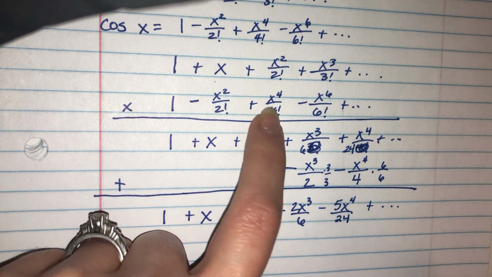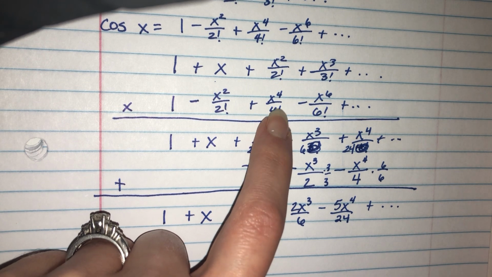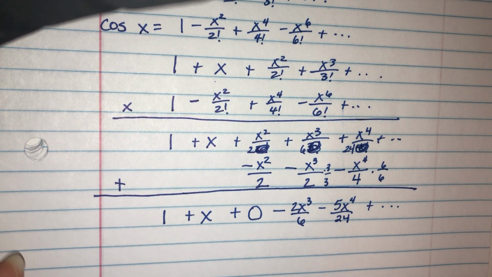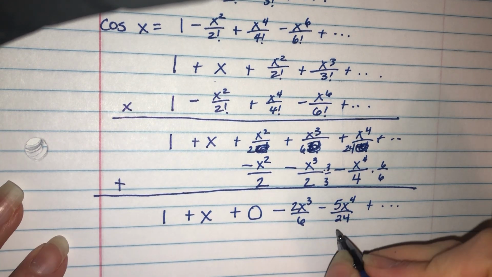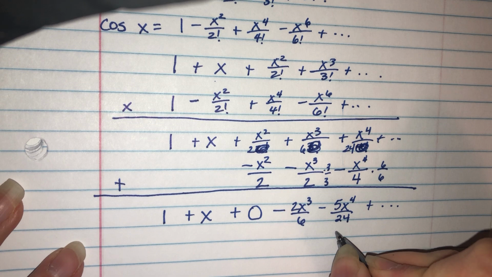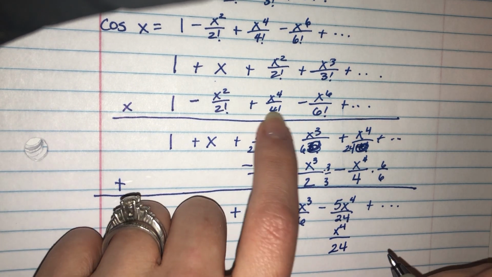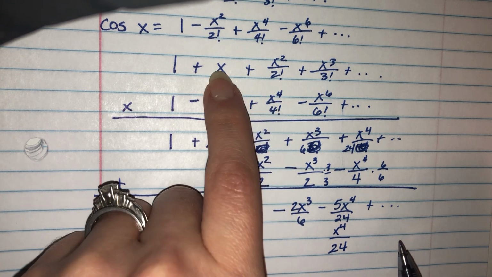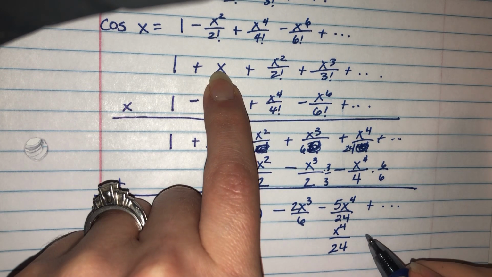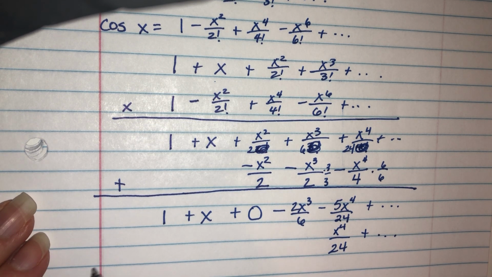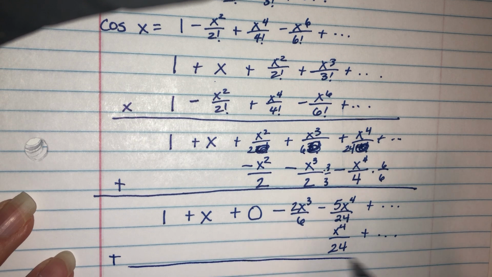So I'm going to take x to the 4th over 4 factorial, which of course is x to the 4th over 24, and multiply it times 1, which is going to be a positive x to the 4th over 24. And then when I go x to the 4th over 4 factorial times x, I now have x to the 5th, which I don't need if I'm going to stop at the first 4 non-zero terms. So I'm going to add vertically now.